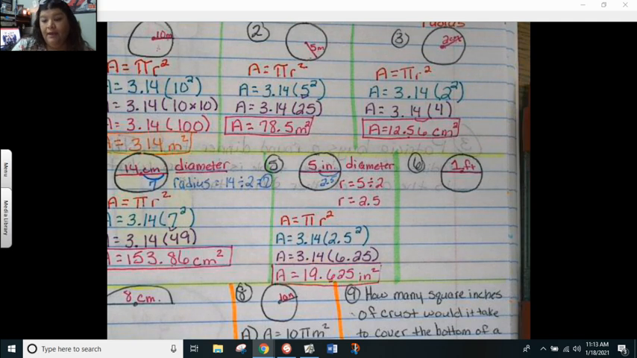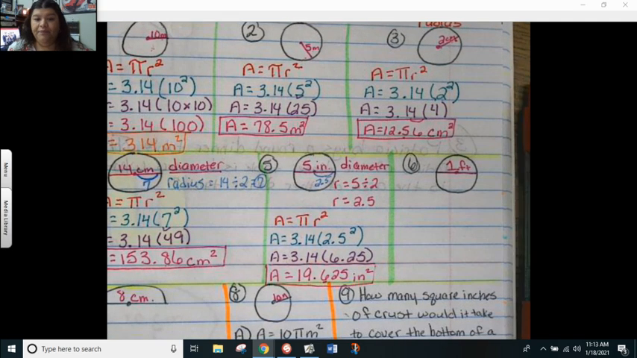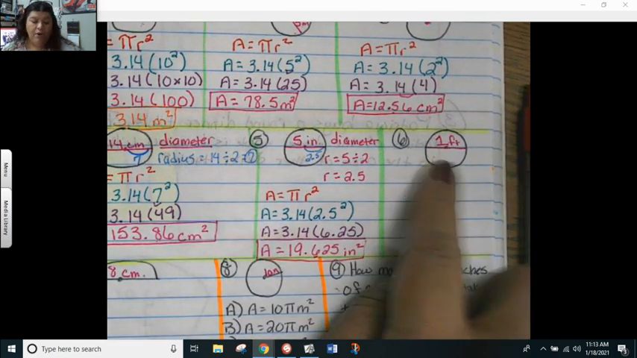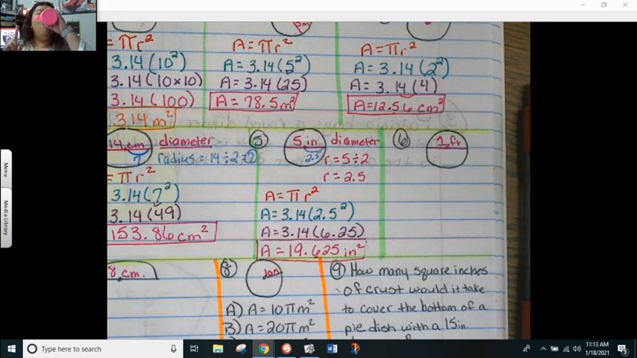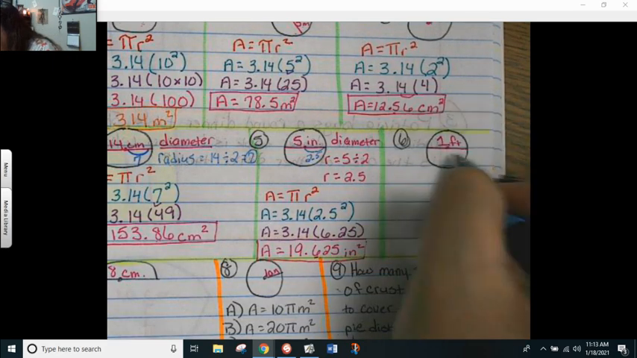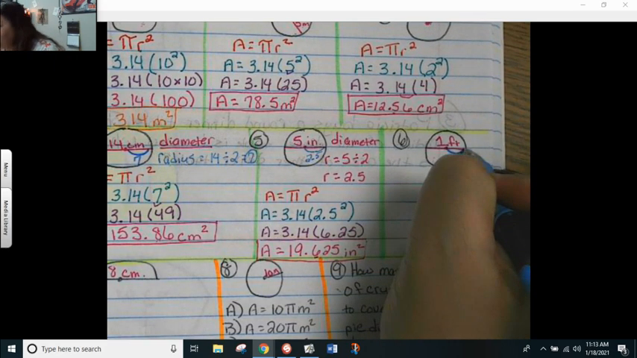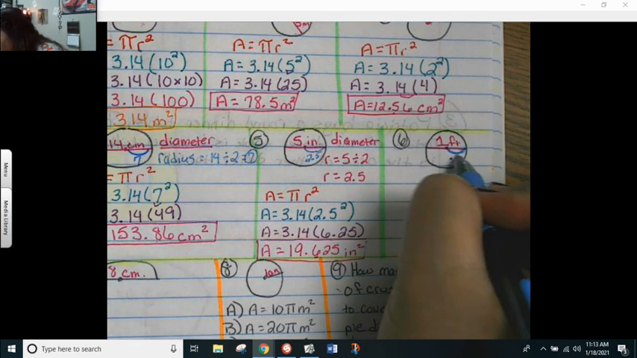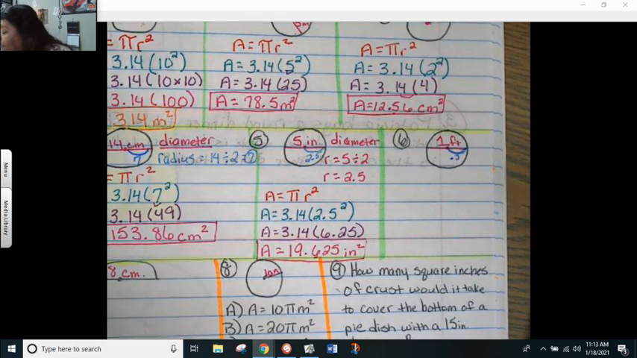Okay, number 6 always gets students confused once in a while, so go ahead and draw that. That's a diameter of 1. So maybe you can do this mentally, okay? I know I need the radius for the formula for area. So what is half of 1? It's half. It's 0.5. It's 5/10, okay?